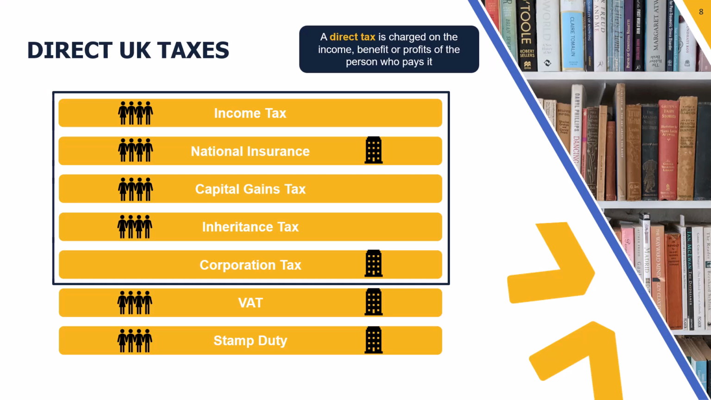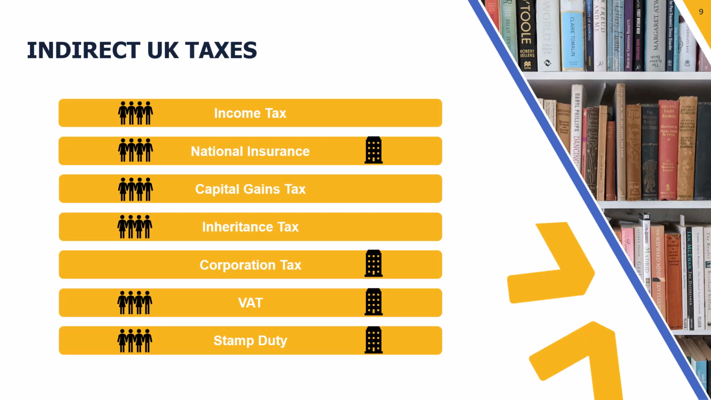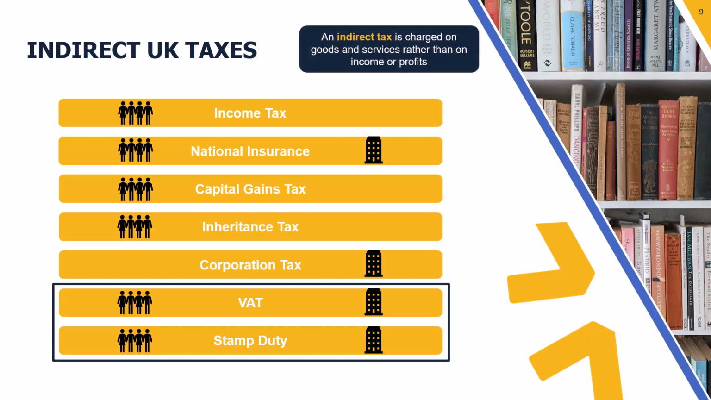Let's contrast this with our indirect taxes. Okay, so let's have a look at our indirect taxes. So as you can see here, our indirect taxes are VAT and stamp duty. And the definition of an indirect tax is a tax that is charged on goods and services rather than income and profits. So for example, VAT is charged on turnover rather than profits. So it is an indirect tax.